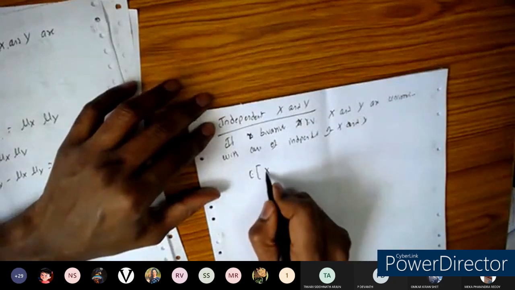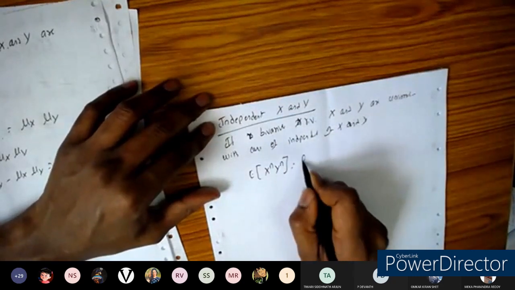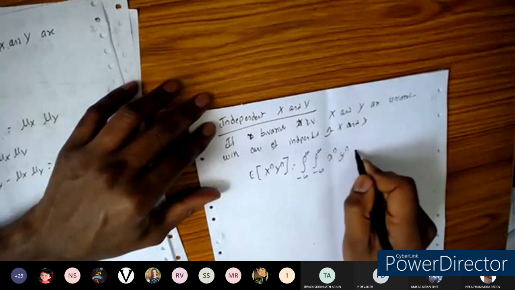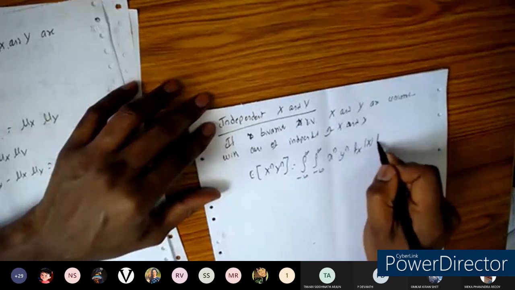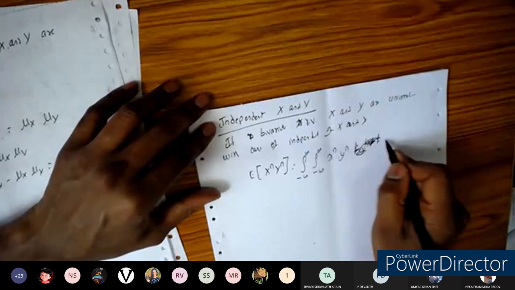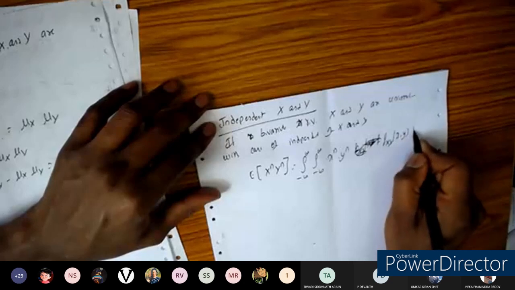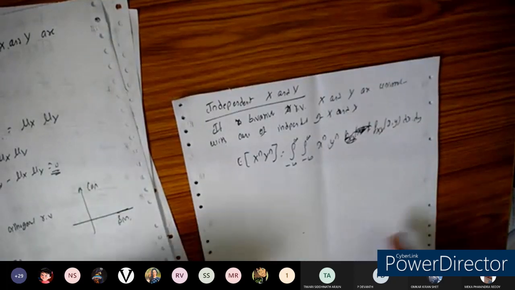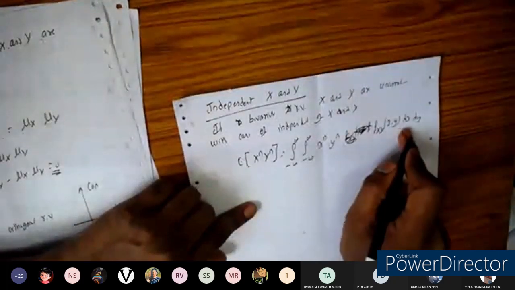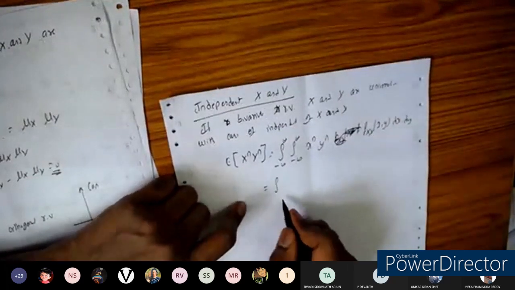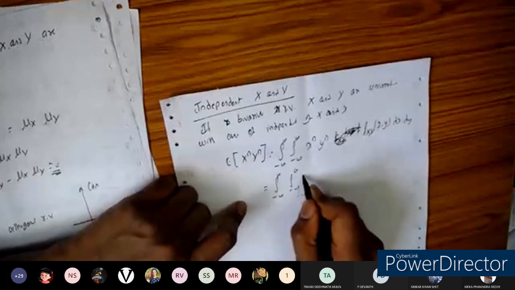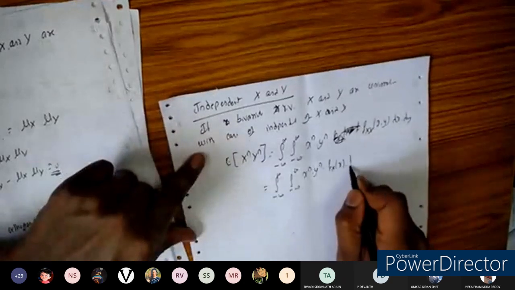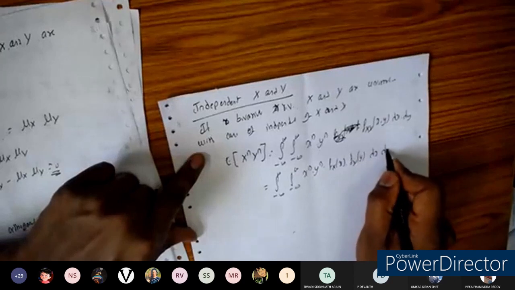Then we can define the expected value of the nth moment. It is the integral from minus infinity to plus infinity of x to the power of n into y to the power of n, because we have already seen the nth moment for a single random variable, into f_XY of x comma y dx dy. For independent random variables, f_XY of x comma y can be written as f_X of x into f_Y of y, as we have already seen. So the integral of x to the power n into y to the power n into f_X of x into f_Y of y dx dy.